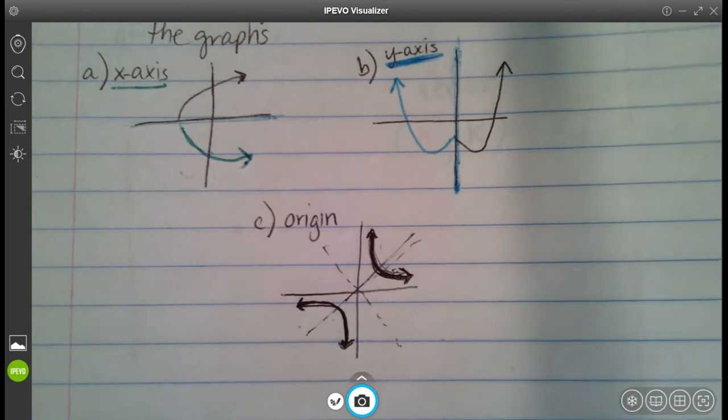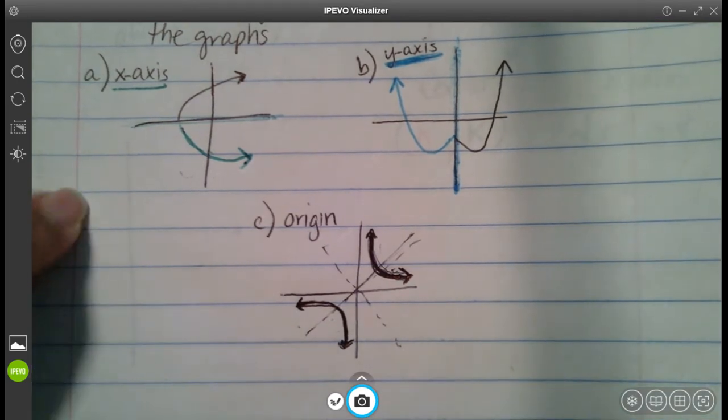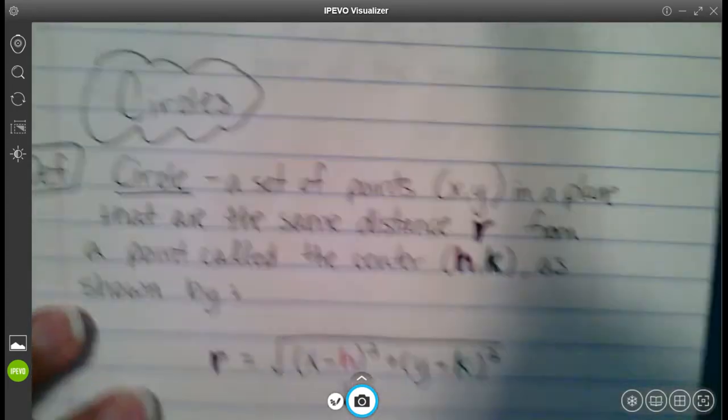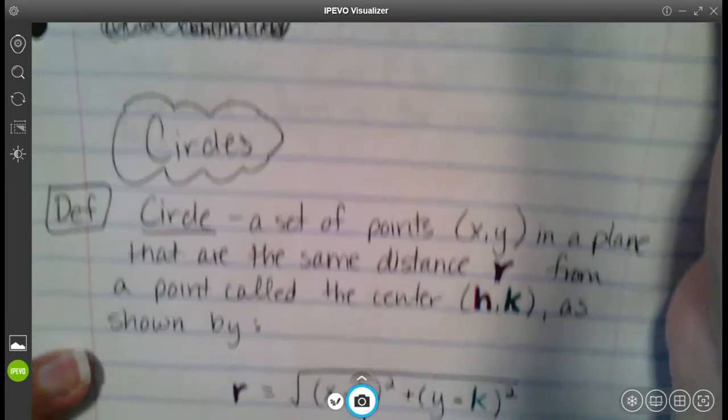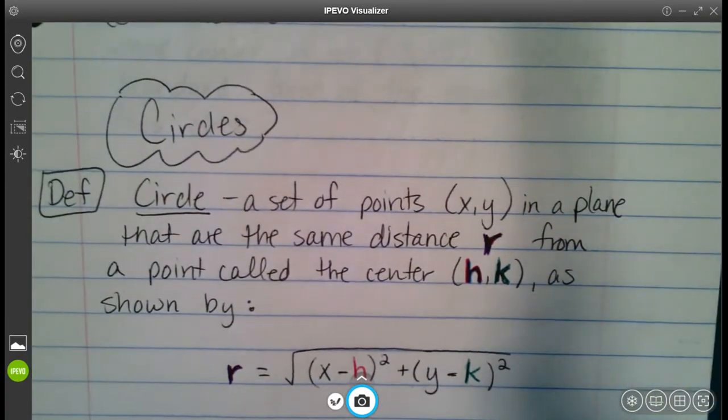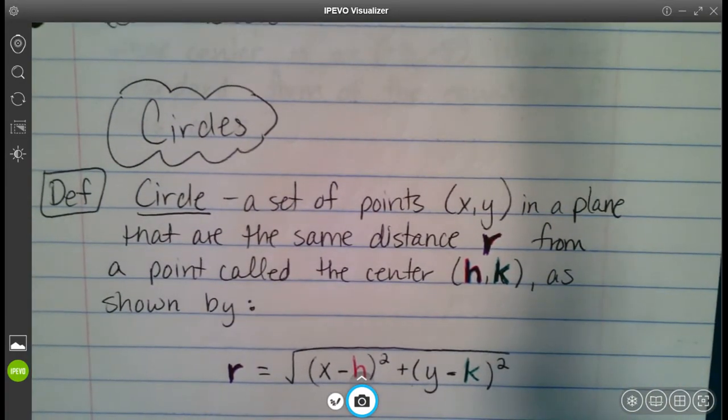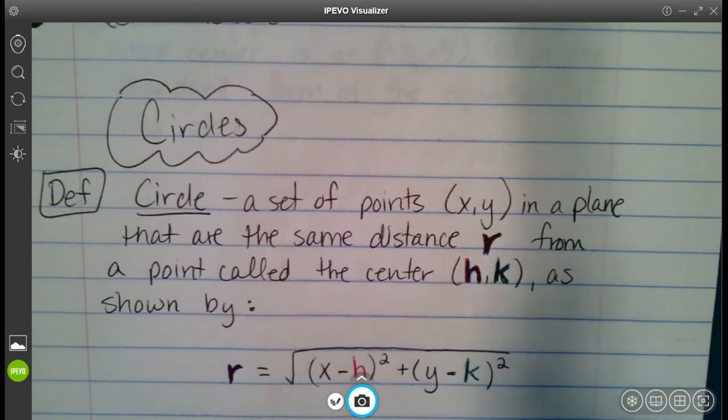So this was the last example for this topic. Now we have the last topic. So ignore that scribble. Go ahead and copy all this down. You have a bit of information here on circles. We have that a circle is a set of points x, y in a plane that are the same distance r, so this is r for radius, from a point called the center, h, k. And this is shown by the following equation.